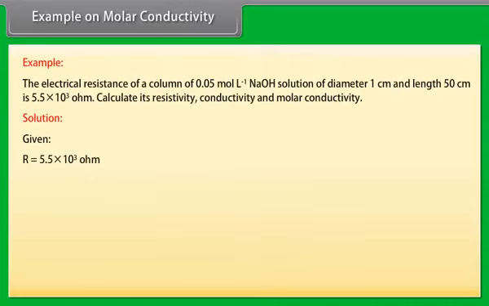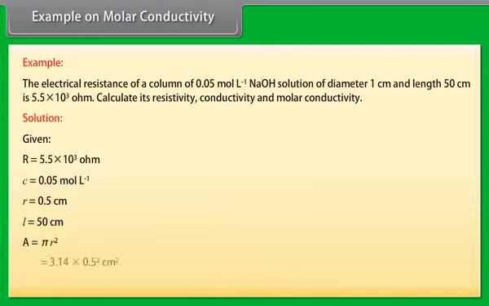Electrical conductance. Conductance is a measure of the ease with which current flows through the conductor. It is defined as the reciprocal of resistance. It is denoted by G. G is equal to 1 upon R.